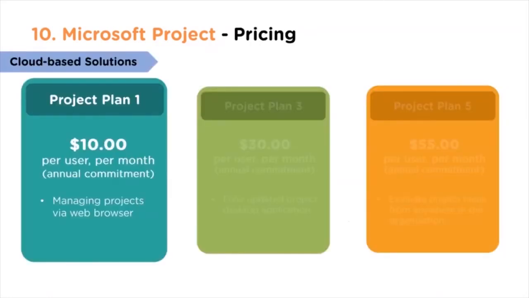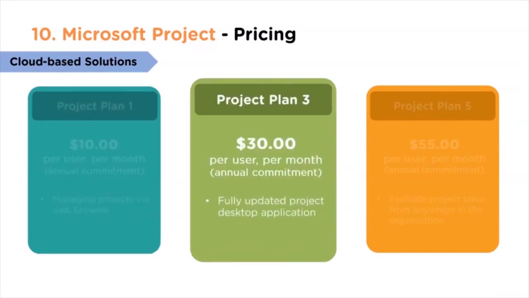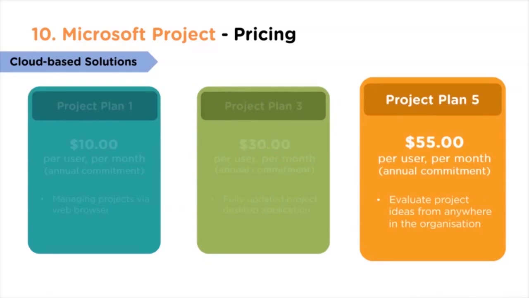This is a cloud-based solution and the pricing is as follows. Project Plan 1 costs around $10 per user per month on an annual commitment. Managing projects via web browser is the feature. Project Plan 3 costs around $30 per user per month with annual commitment, which is a fully updated project desktop application. Project Plan 5 costs around $55 per user per month with annual commitment. Evaluating project ideas from anywhere in the organization is possible through this.